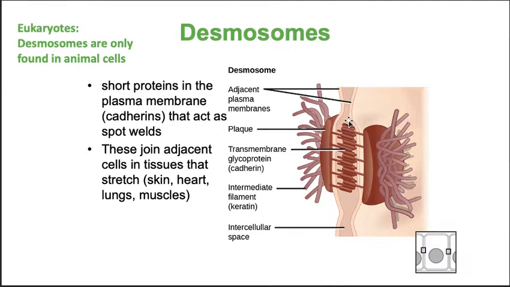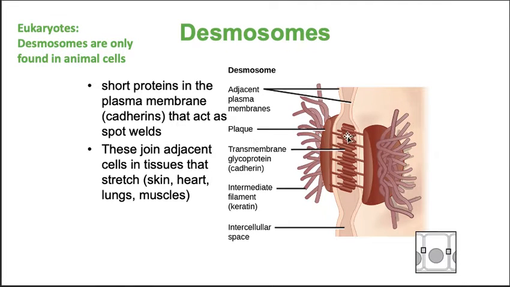So we have certain locations between cells where they're attached very tightly, and then the rest of the space between those cells is kind of flexible and allows for movement. So desmosomes are only found in animal cells.